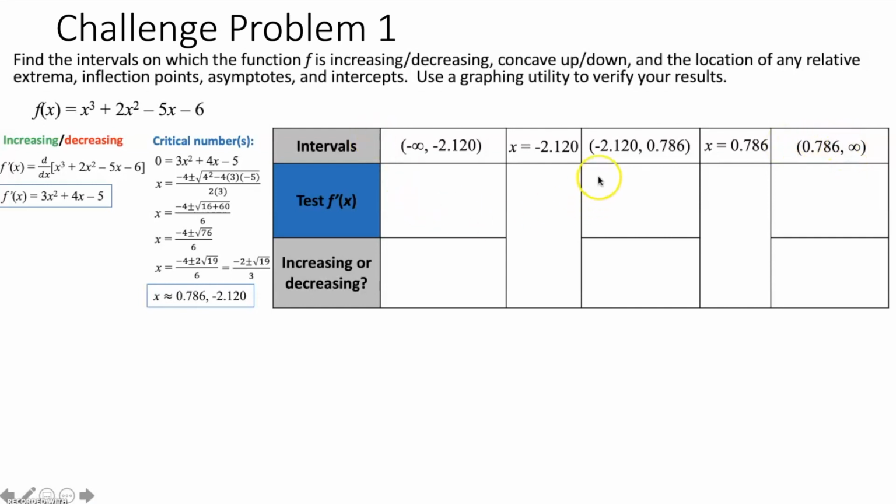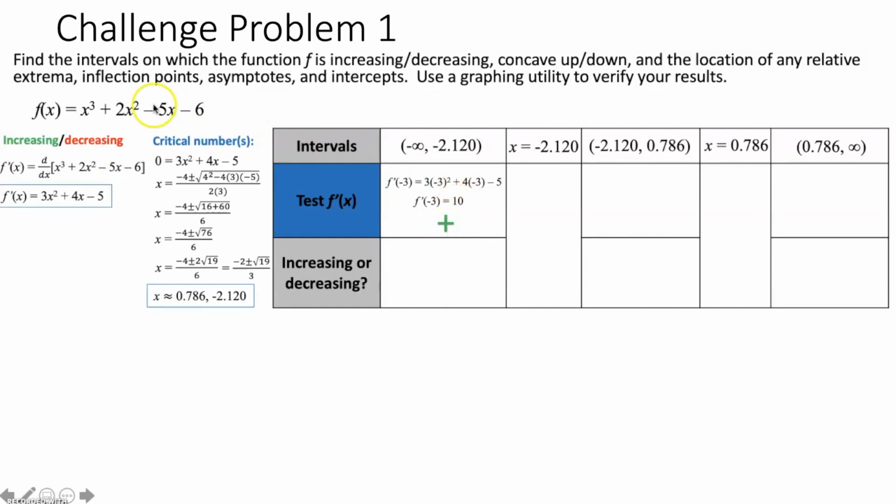Now, we pick test x values on each of these intervals, plug them into our first derivative to determine whether the function's increasing or decreasing on those intervals. So let's pick a test x value on this given interval. How about negative 3? If I plug in negative 3 to our first derivative and I simplify, I end up getting positive 10. Again, we don't care about the 10, we care that it's positive.